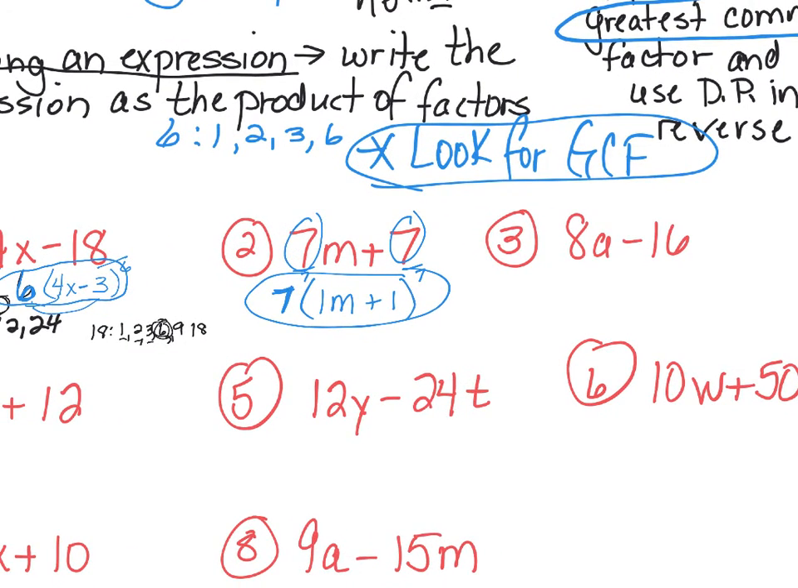Number 3. What's the greatest common factor between 8 and 16? 8. So 8 becomes my truck. 8 divided by 8 is 1a. Is 1a the same as a? Yep, so I could put 1a or I could put a. Minus 16 divided by 8 is 2. Is that easy?